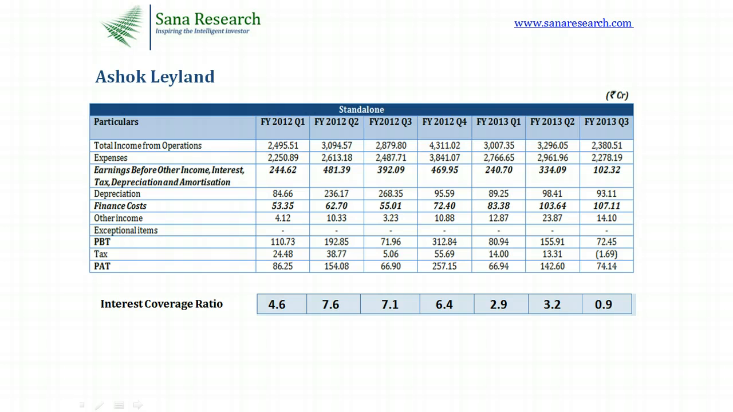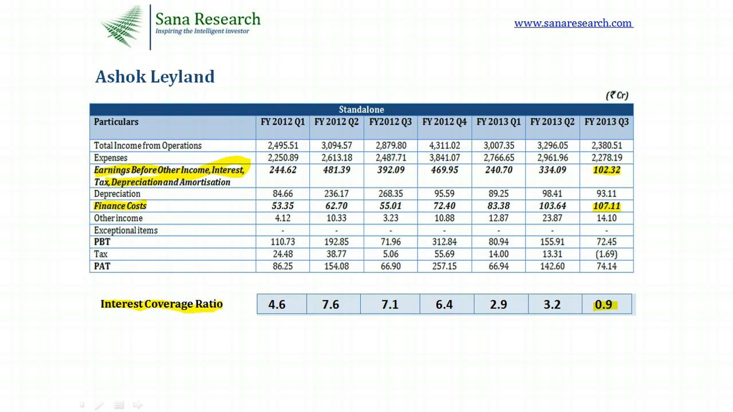which is operating profit divided by finance costs, which gets you the interest coverage ratio. Now you will notice that as the profitability of the company declines, so does the interest coverage ratio. In particular, if you focus on the third quarter of financial year 2013, you will see as the profitability of the company declined sharply, so did the interest cover, and it fell below 1.